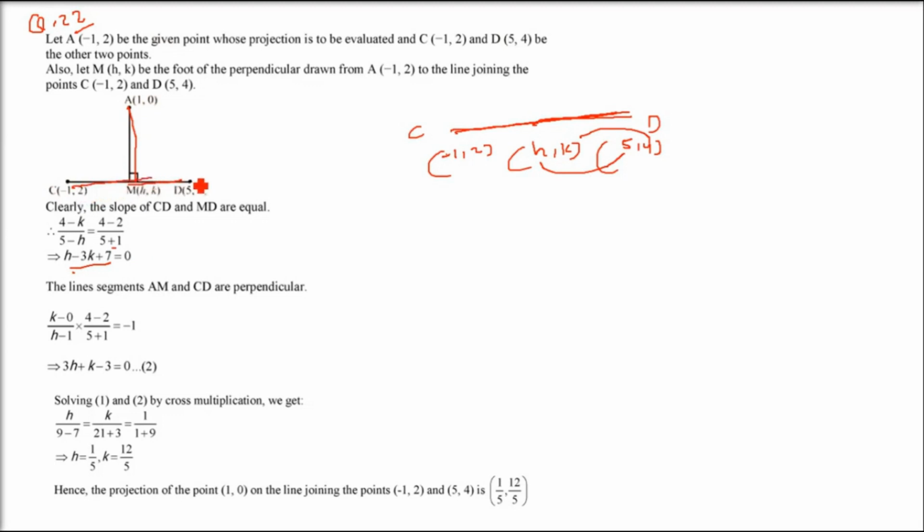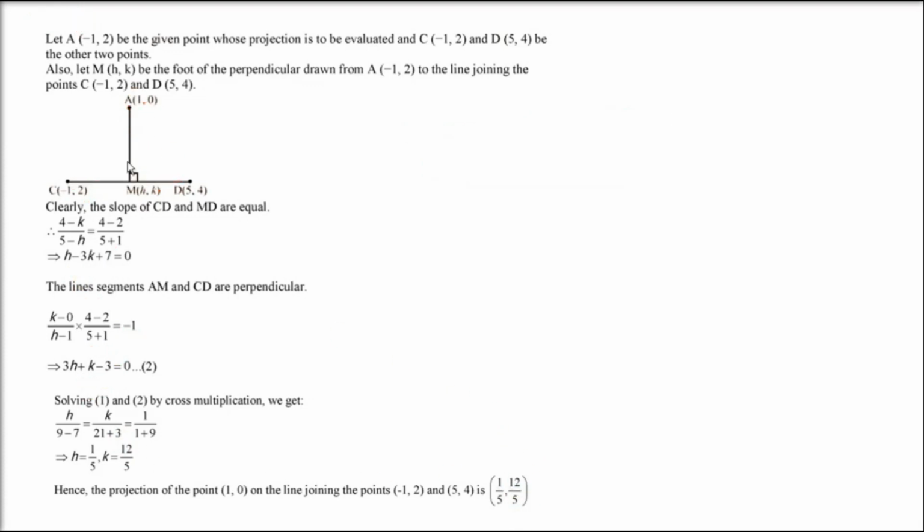And the slopes of these two are also perpendicular, as I just said. So (4 minus 2) by (5 minus of minus 1), that is 2 by 6, multiplied by (k minus 0) by (h minus 1) equals minus 1. So there will be an equation 3h plus k minus 3 equals 0. These two equations are there. You know how to solve these two equations. It will be 1 by 5 and 12 by 5.